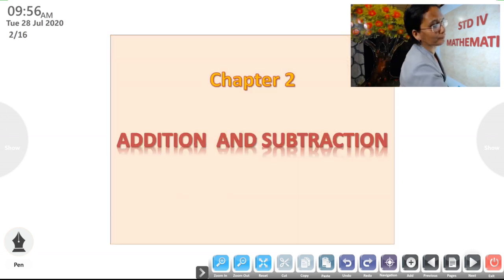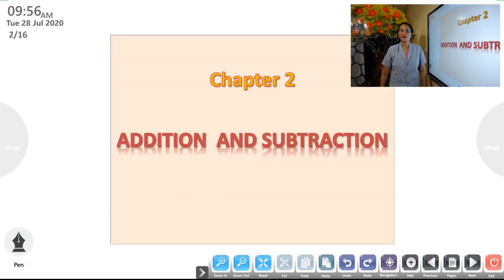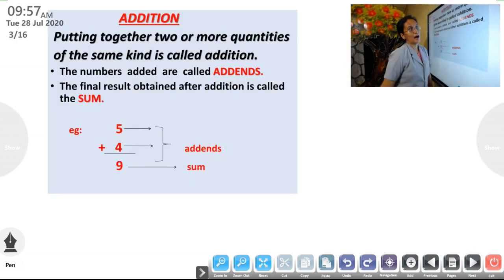Okay, so today we will learn chapter 2, addition and subtraction. Now in your lower classes you have already studied addition and subtraction of small numbers, isn't it? In standard 2 and 3 you have already studied addition and subtraction of small numbers. Now in standard 4 you will be learning addition and subtraction of large numbers, that is 5 digit, 6 digit, 4 digit numbers, etc. Okay, so first we will start with addition.